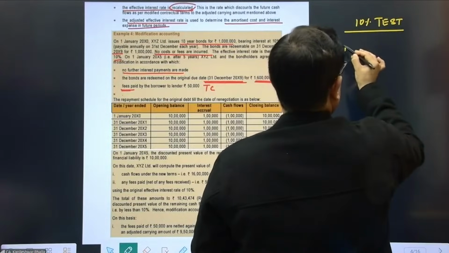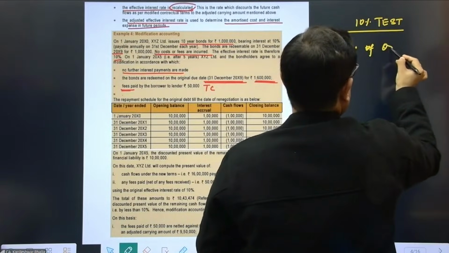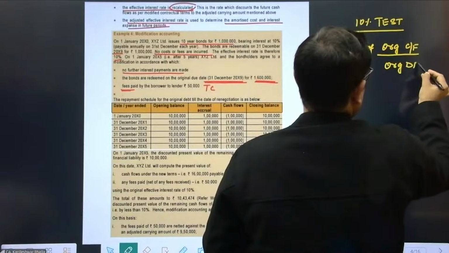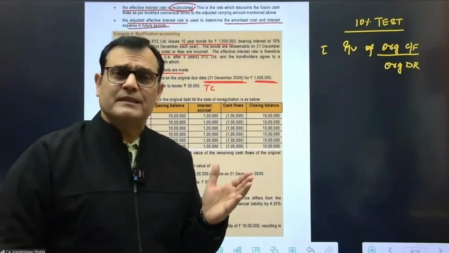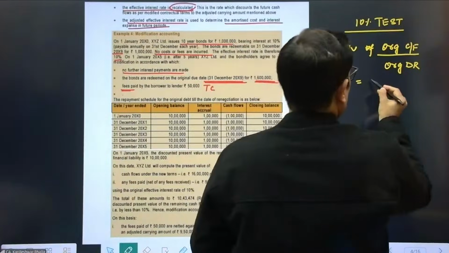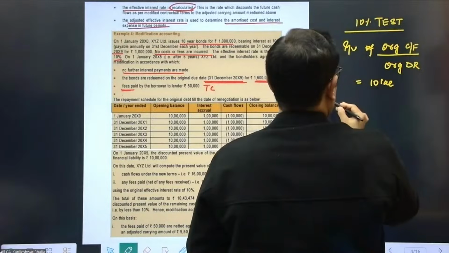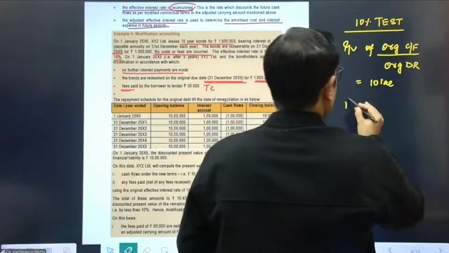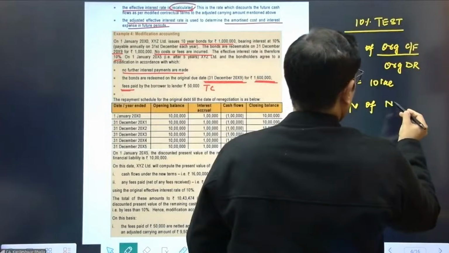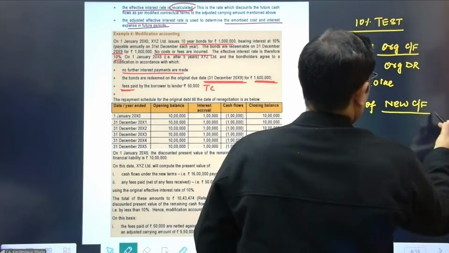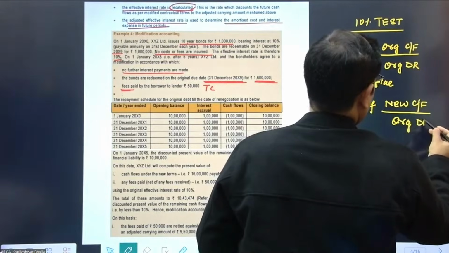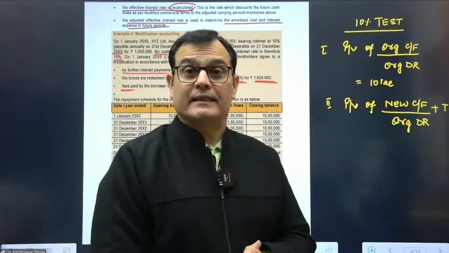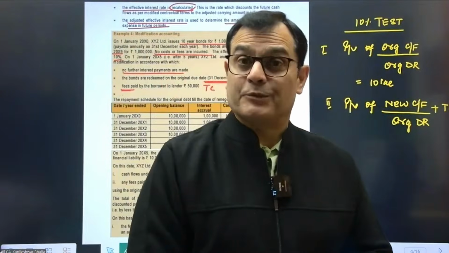So the first one is we're going to take the present value of original cash flows discounted at the original discount rate. The same thing, it remains 10 lakh. So the present value of the original cash flows at the original rate is going to be 10 lakhs itself. Next, we need to consider the present value of the new cash flows, again discounted at the original discount rate, plus remember to take the TC as well. In the 10% test, you need to consider the TC as well.